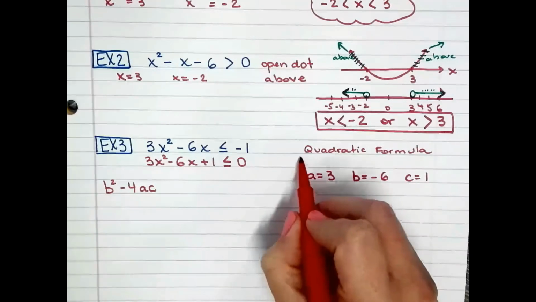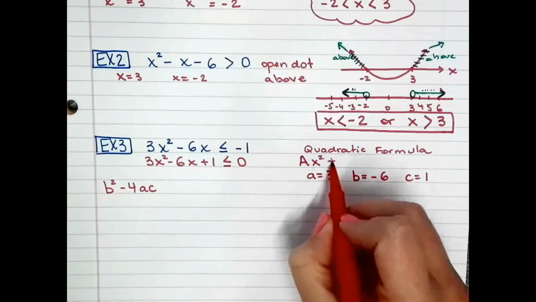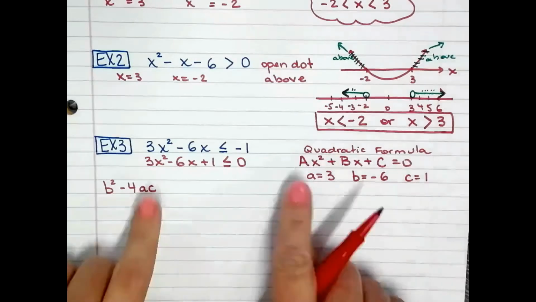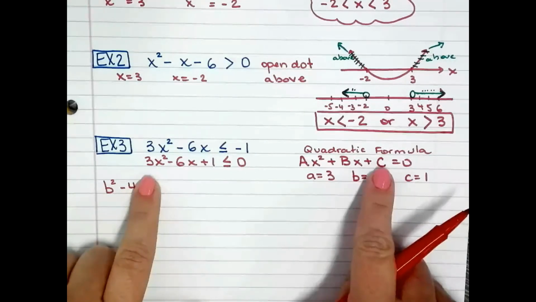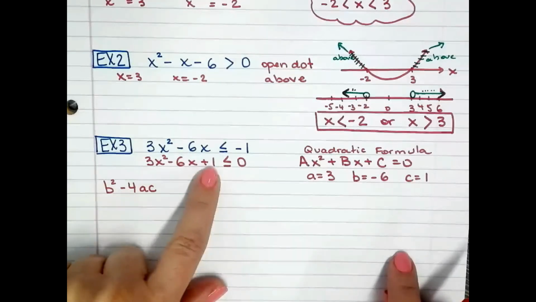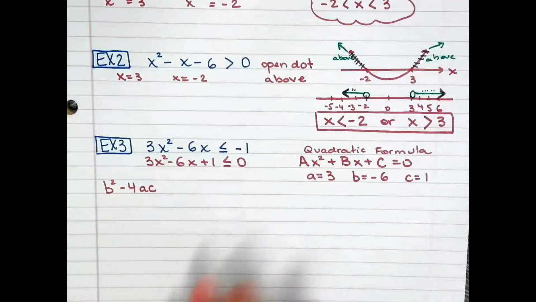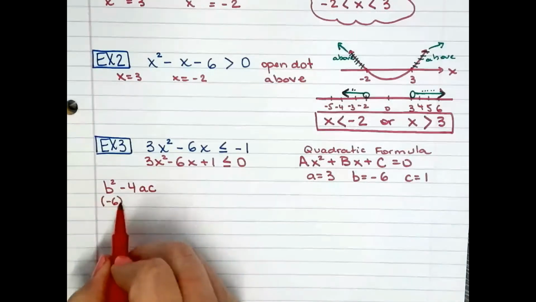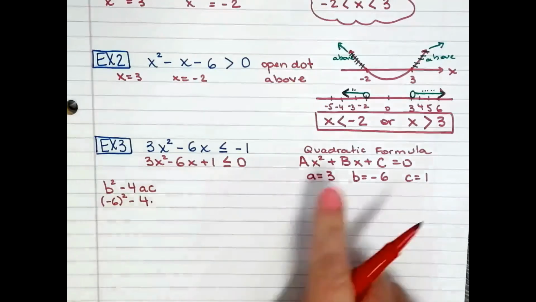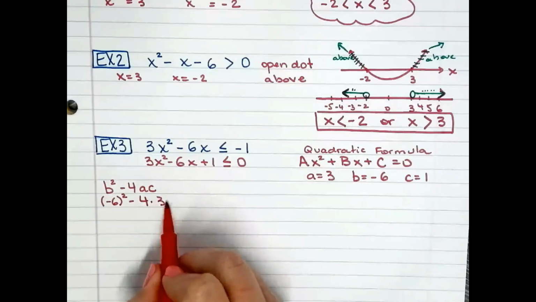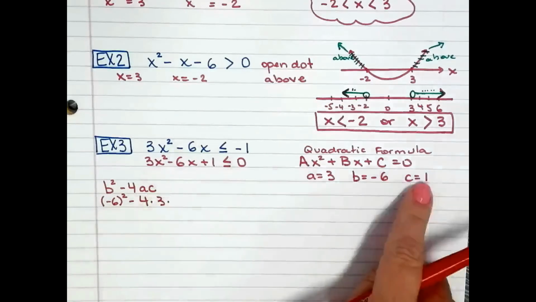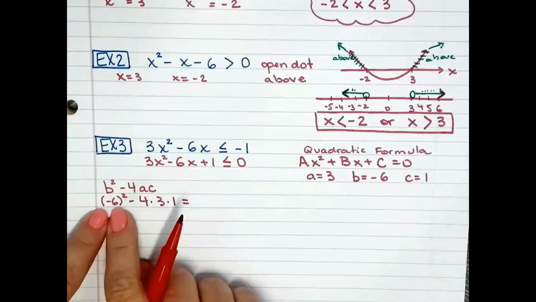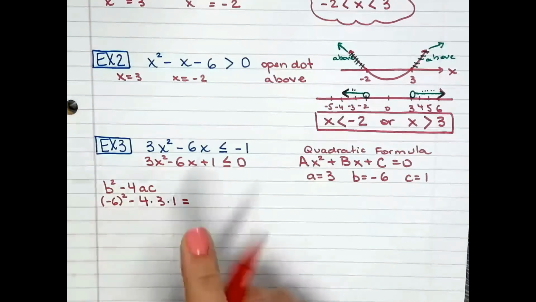Remember, the standard form is ax squared plus bx plus c equals 0. Okay? A, b, and c. Okay, we're all on the same page now. So b is right there, -6. A is 3. C is 1. Okay, so here I have 36 minus 12 is 24.